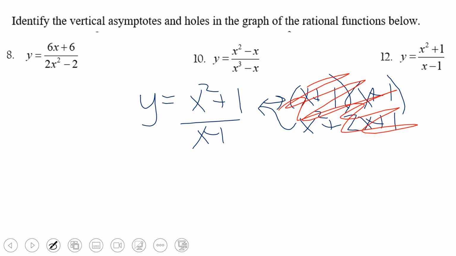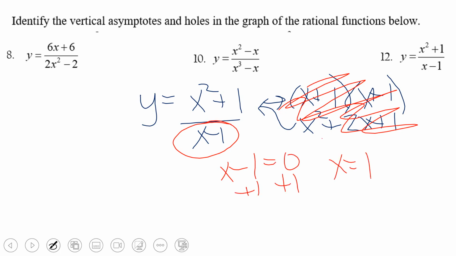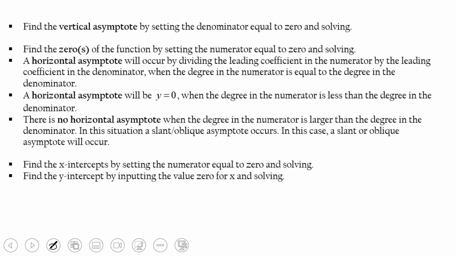So I am unable to simplify anything. That means there's no holes. I take the denominator, I set it equal to 0, and in this case I add 1 to both sides, and our vertical asymptote for example number 12 is x equals 1.